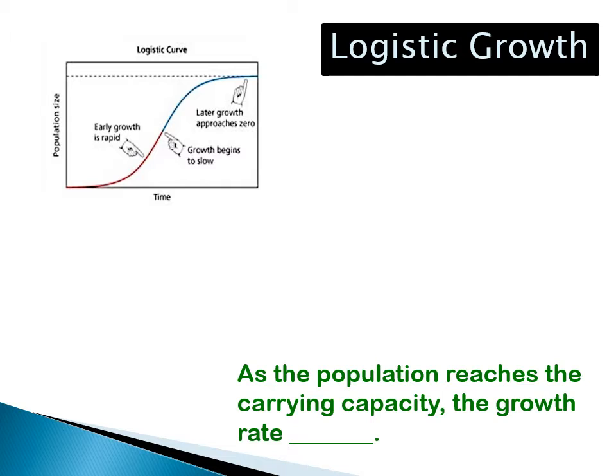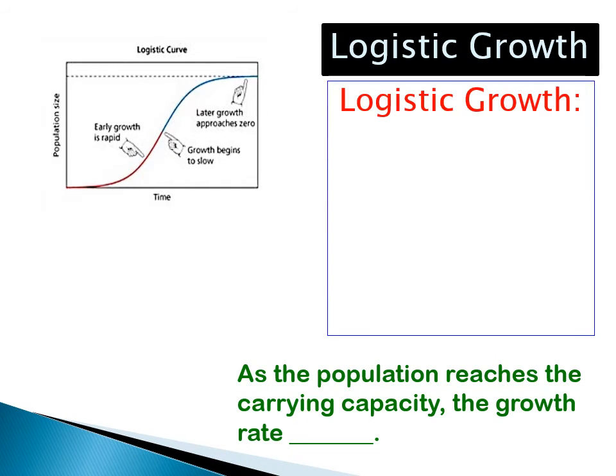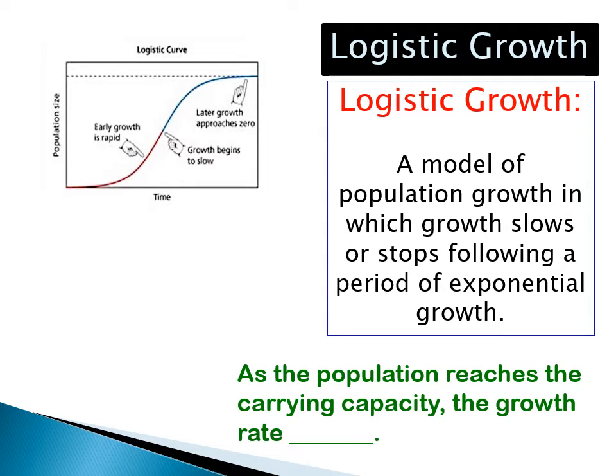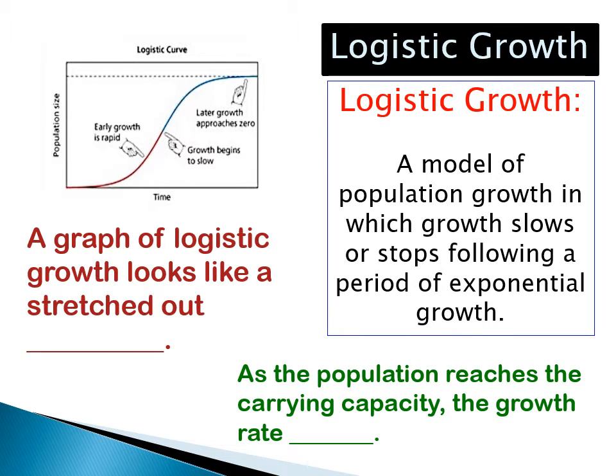So when you reach your carrying capacity, the shape of your graph changes. It changes from a J shape to kind of a wonky little S shape. And this is called logistic growth. All right, logistic growth is when your population growth slows or stops following exponential growth because of limiting factors. All right, so a graph of logistic growth looks like a stretched out letter S.